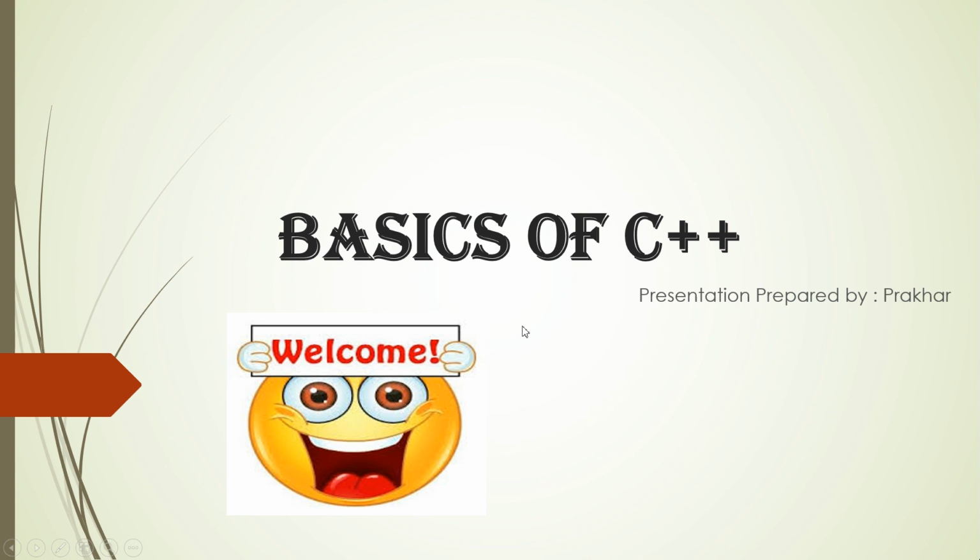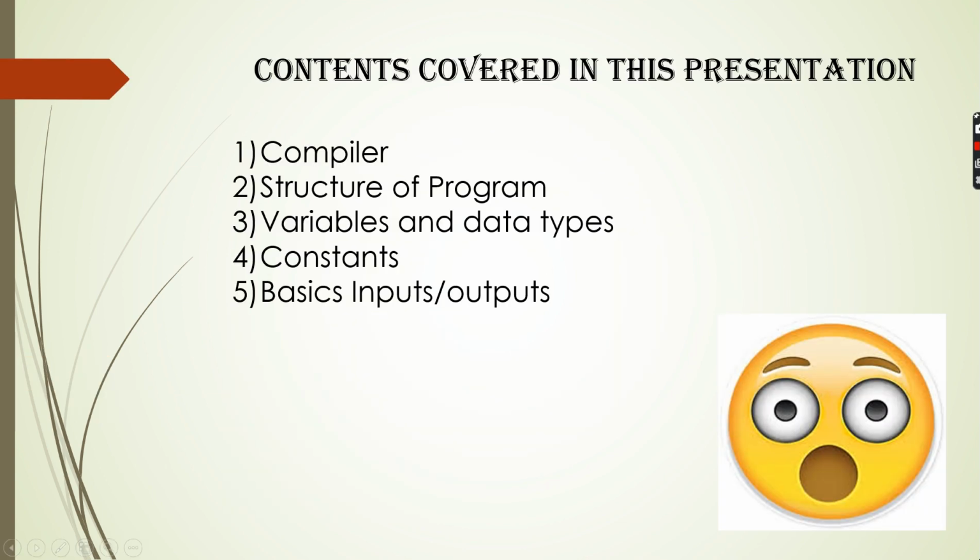Let's start. So what are the contents that I am going to cover in today's lecture? First is the compiler, second is the structure of the program, third is variables and data types, fourth is constants, and the last is basic input and output. Don't get worried, these terms may be new for all, but I am pretty sure all will become aware of these terms by the end of this lecture.